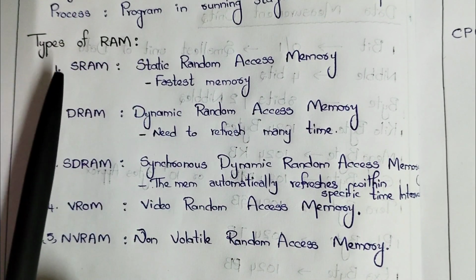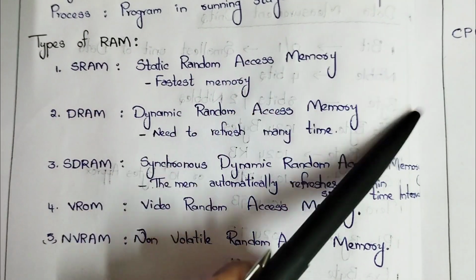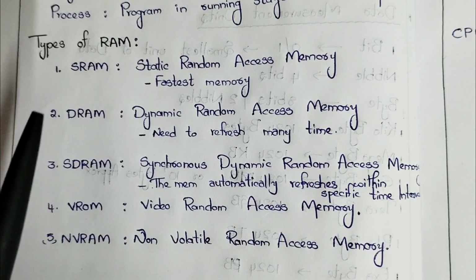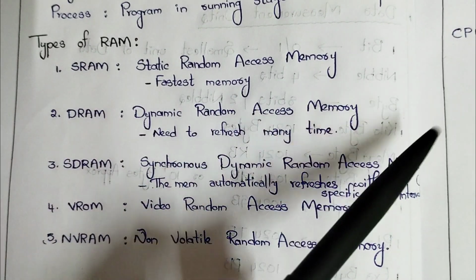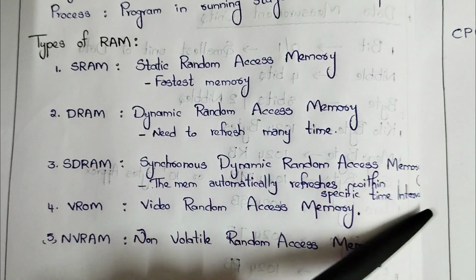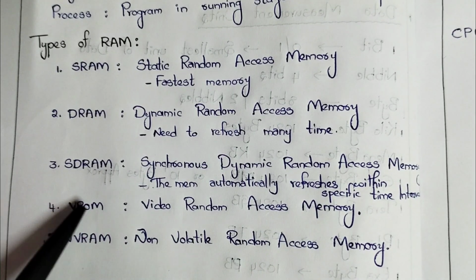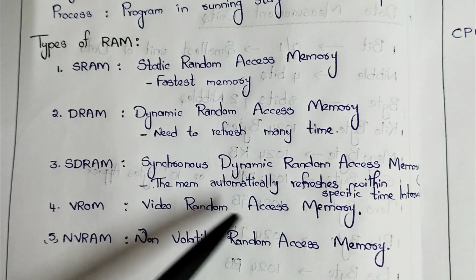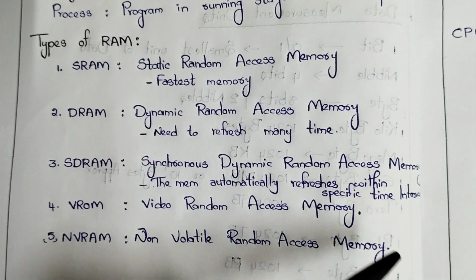So the types of RAM are SRAM, which means static random access memory. The full forms are very important, so make sure you make notes of this. DRAM means dynamic random access memory, and SDRAM is synchronous dynamic random access memory. VRAM, sorry for the spelling mistake, VRAM is video random access memory, and NVRAM is non-volatile random access memory.